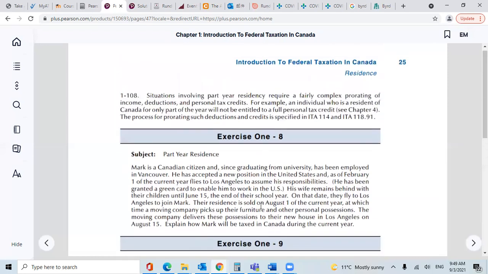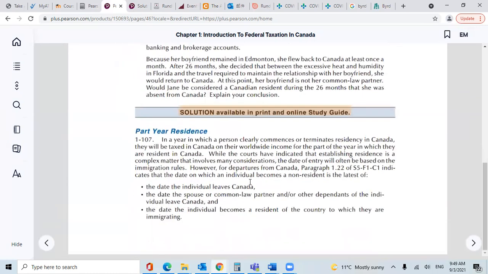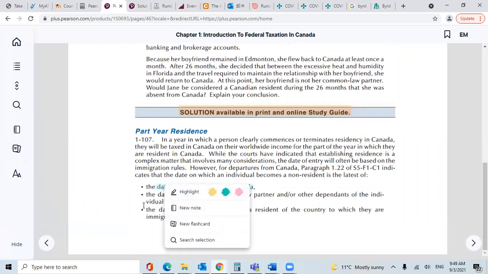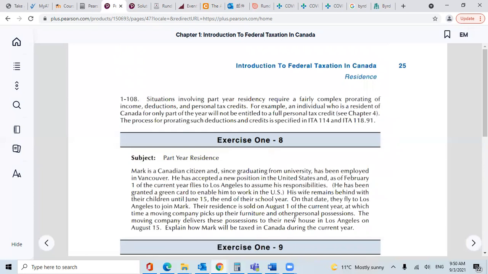So when we look at this and go back to the rule we talked about, you compare those dates and figure out which date is the latest. February 1st is the date he left Canada, and February 1st is the date he becomes a resident of the United States. And June 15th is the day for his spouse and children to join him. When we compare the three, we see that June 15th is the latest date. So Mark will be taxed from January 1st to June 15th. June 15th is the latest date. So the income taxes he needs to pay are for January 1st to June 15th, on the income he has made during this time. So that is the part-year residence.